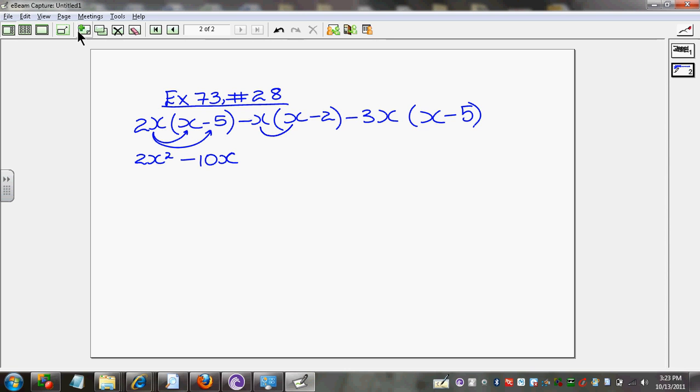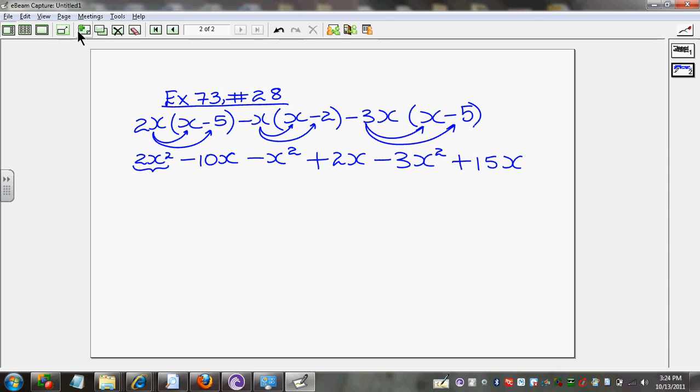Right? Then you're going to multiply minus x by x, and then minus x by minus 2. Minus x by x is minus x squared. Right? Minus x by minus 2 is plus 2x. Minus 3x now by x, and then minus 3x by minus 5. Minus 3x by x is minus 3x squared, and minus 3x by minus 5 is positive 15x. Okay? Good so far?